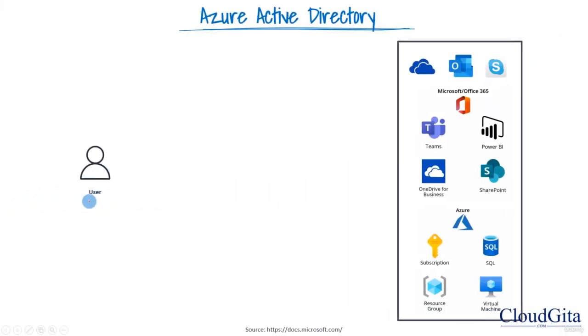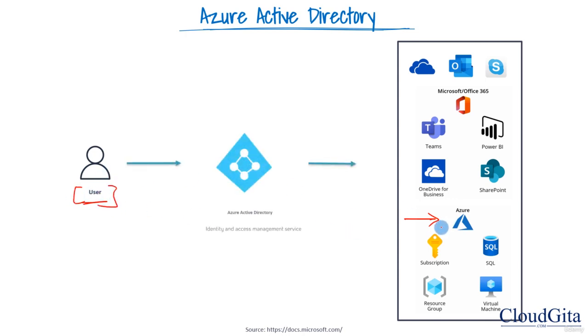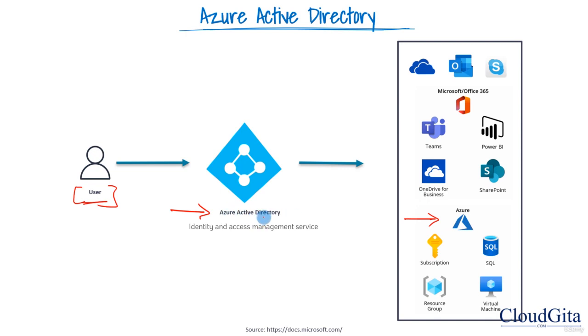So for example, let's say you are a user and you try to access different applications. For example, Microsoft Office 365 applications like Power BI, SharePoint, Teams, and so on. Or otherwise, anyway, you have logged in to your Azure, right? So when you log in, you provide your user ID and password. What is the service behind the scenes which authenticates you, which verifies you as a person, which verifies your user ID and password? That is Azure Active Directory, right?